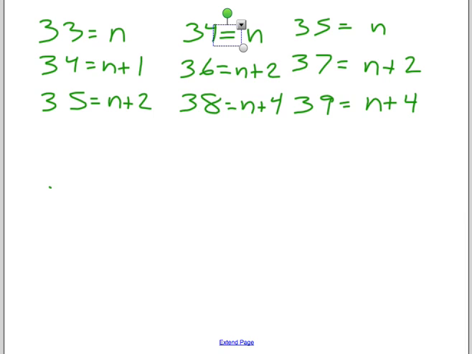Okay. So anyway, we want to use n plus 2, n plus 4 when we're asked to find consecutive evens or consecutive odds. If it's just consecutive integers, we're still going to use n plus 1, n plus 2.